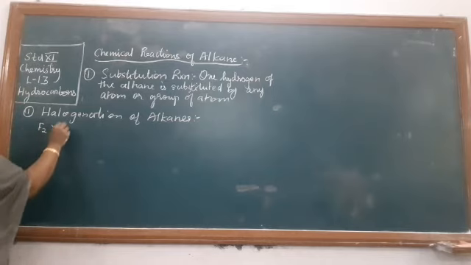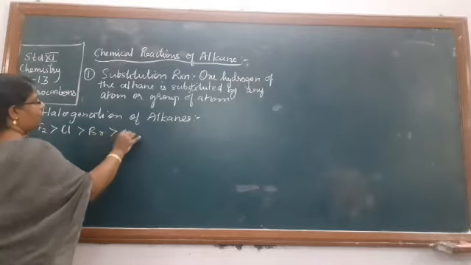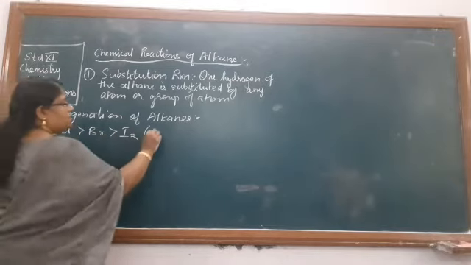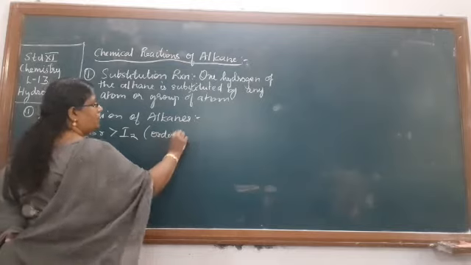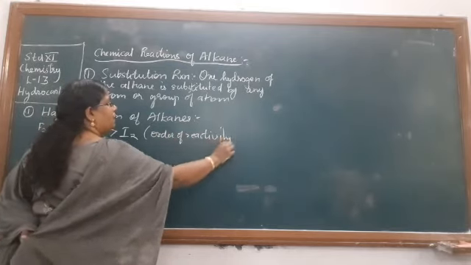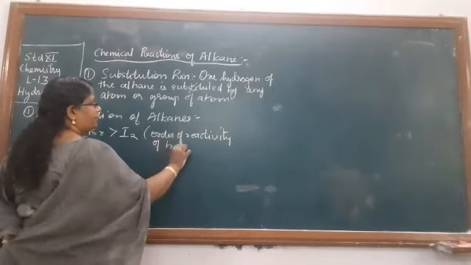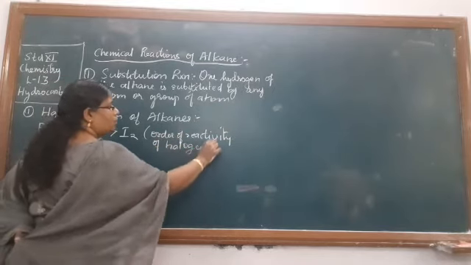F2 is more reactive than Cl2, more reactive than Br2, more reactive than I2. So this is the order of reactivity of halogens towards alkanes.